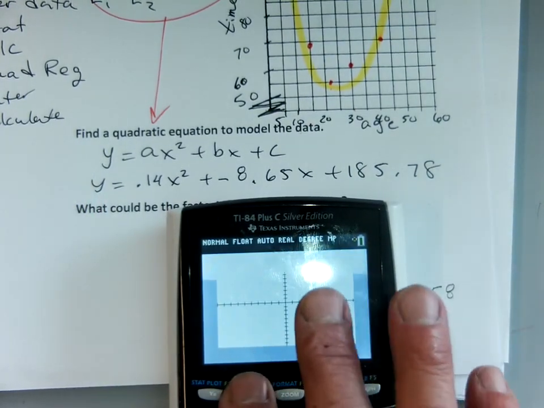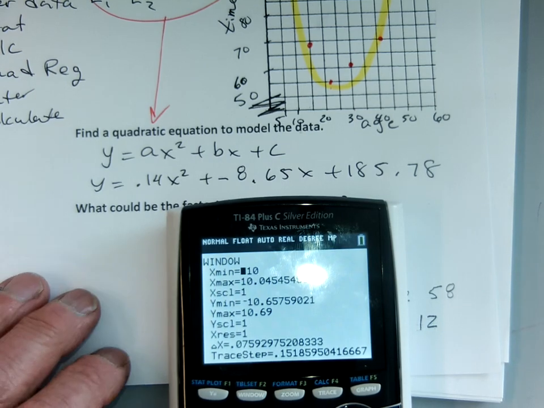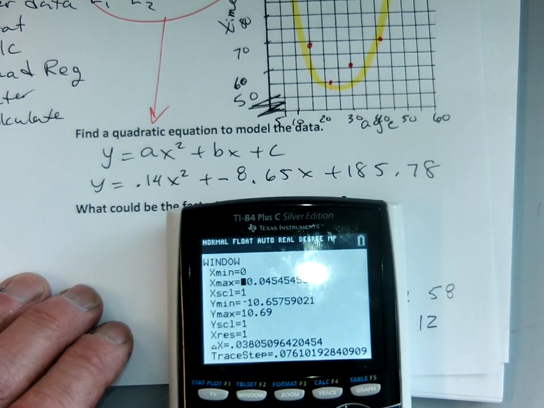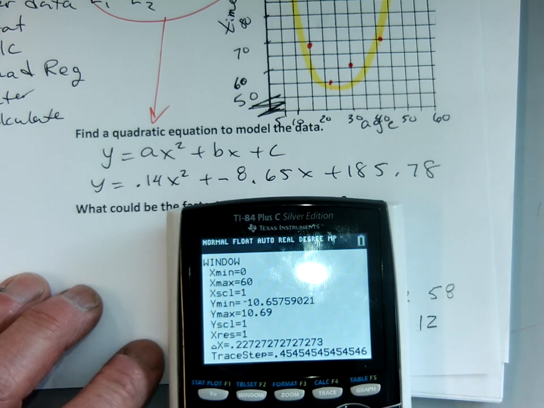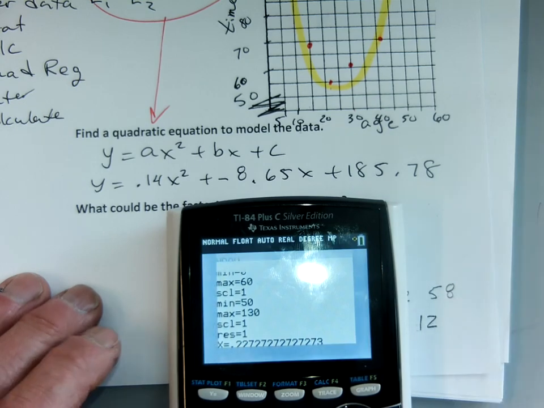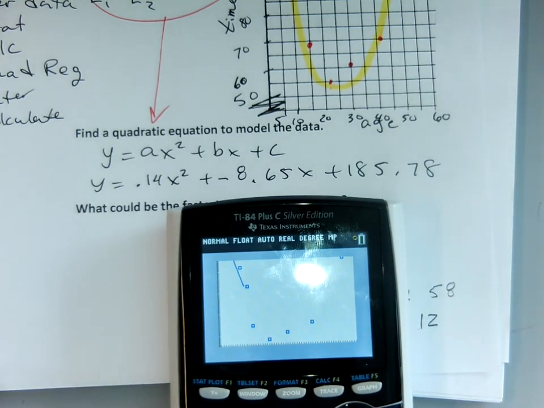Window, make my window fit this. Let's go from 0 to 60. Let's go from 50 to 130. Now graph it. Okay, check it out.